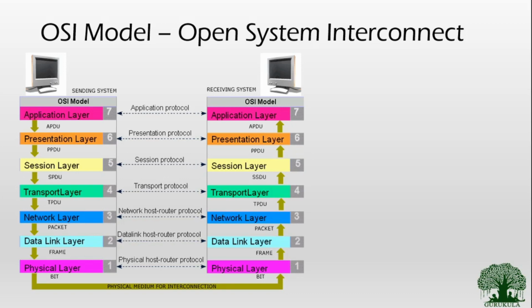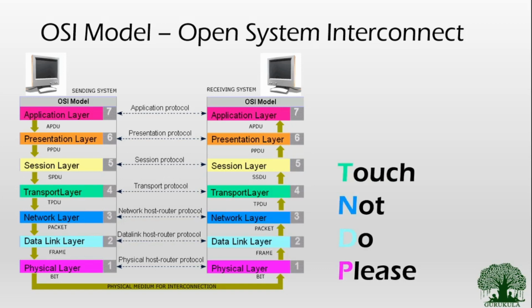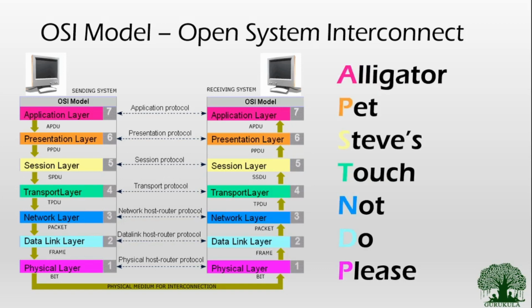In order to remember the layers of the OSI model in the exact same order, there is a trick that can be kept in mind so that you will not rearrange the layers. You can always try to remember this one sentence: please do not touch Steve's pet alligator. This one sentence will help you remember the layers of the OSI model in the same way as it is represented in the standard. Please do not touch Steve's pet alligator. All the first letters represent each and every layer, as you could see in the figure.